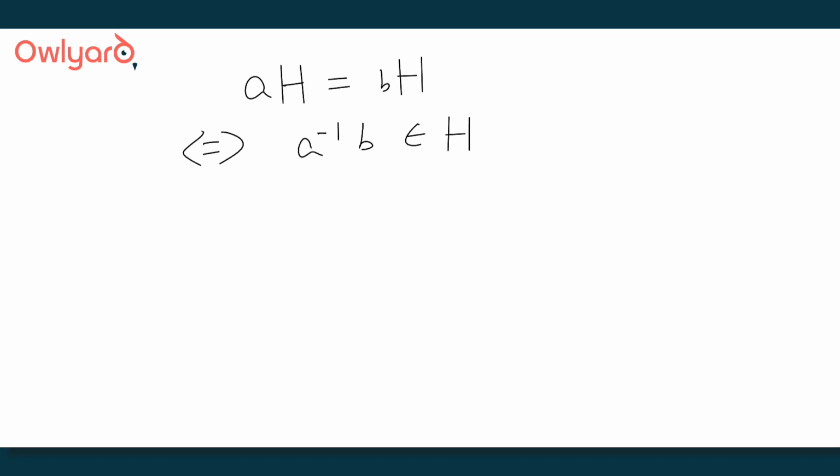that it happens when A inverse B belongs to the subgroup H. Now, if it is true, then we can actually define an equivalence between any two elements in the group. So for example, we can say that A is equivalent to B, where A and B belong to the group G, when A and B belong to the same coset. Or in other words, A inverse B belongs to the subgroup H.